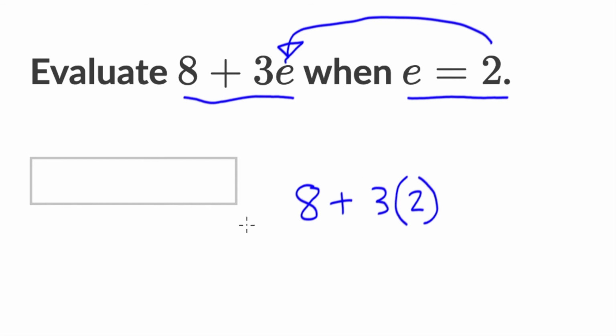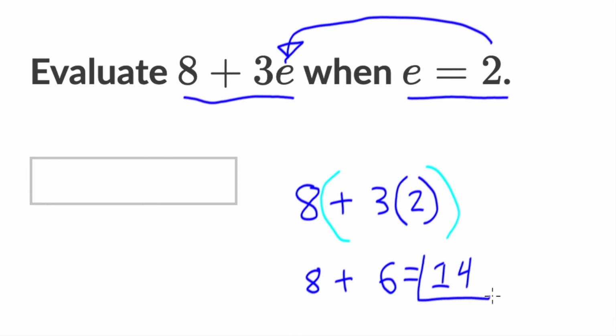So let's go ahead, show you what we're gonna multiply. We're gonna multiply this first. So it's positive 3 times 2, which is 6, right? 3 times 2 is 6. And we got 8 plus 6 because it's still a positive. So 8 plus 6 equals 14. Not bad. And we can put it in the box, okay? Awesome. So that is our answer. When e equals 2, this expression equals 14.